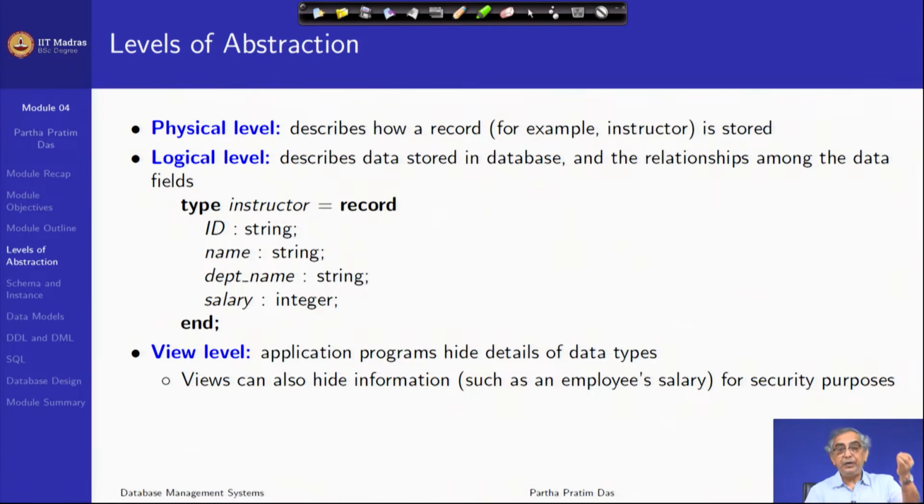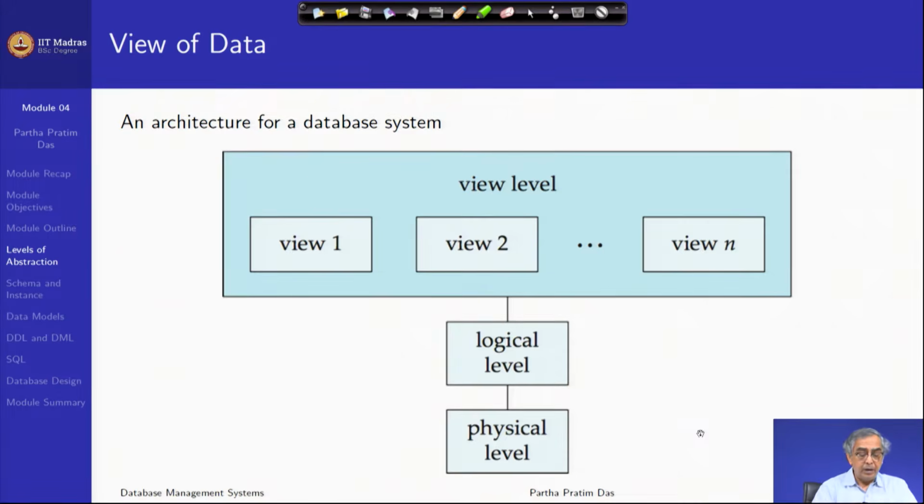So, that can be computed from the date of birth and given in the view. So, that is the view layer, right. So, three basic layers of abstraction: physical level, logical level and the view level, and of course, the physical level and logical level will be one.